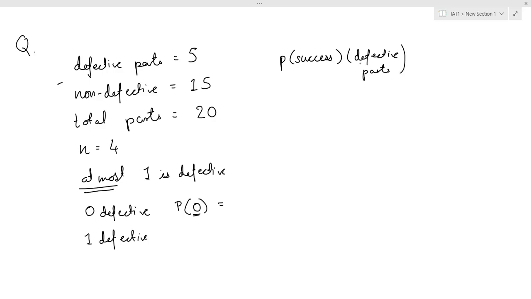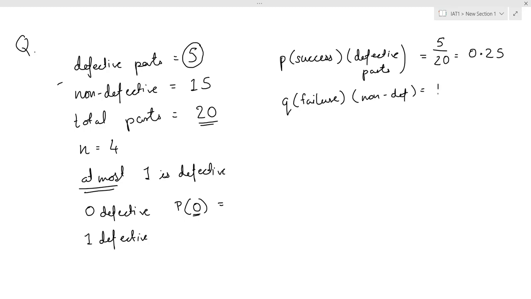What is the probability of getting a defective part? Total defective parts is what? 5. What is the total number of parts that we have? 20. So what is the probability of getting a defective part? 5 upon 20, which is what? 0.25. What is the probability of failure? Failure means what? Non-defective part. How many non-defective parts are there? 15 non-defective parts. Total number of parts is 20. So Q is going to be 0.75. Right? So we know the value of P, we know the value of Q, and what is our sample space?